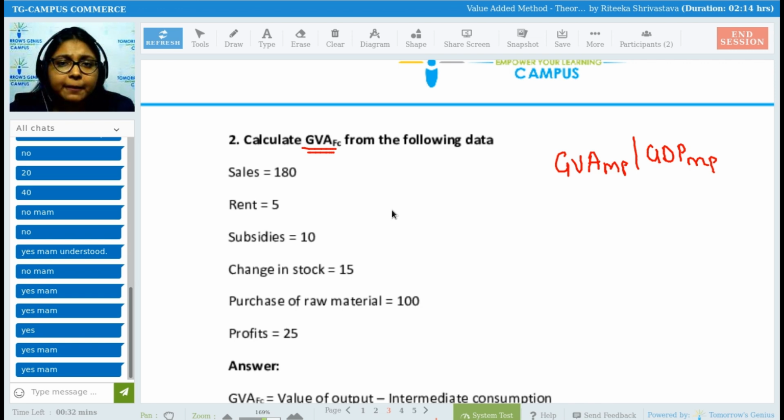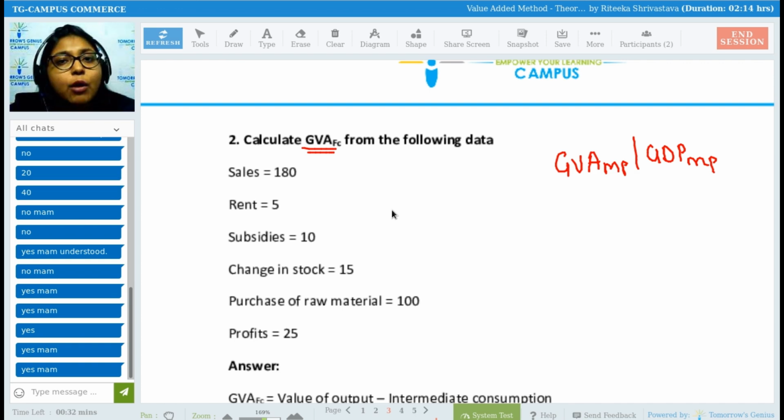Now, just finalize which aggregate you are going to use. Otherwise, later on, at one place you will write GVMP, at another place you will write GDPMP, and that is going to be very confusing. Plus, you are going to lose your marks. So at the beginning stage only, decide which aggregate you are comfortable with, GVMP or GDPMP.